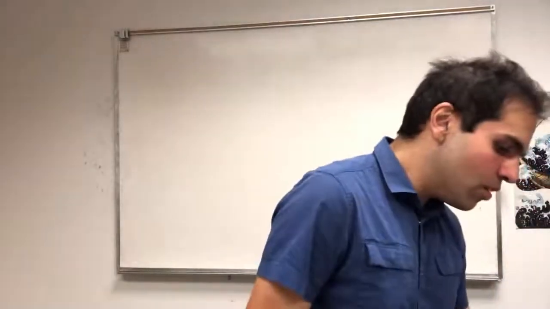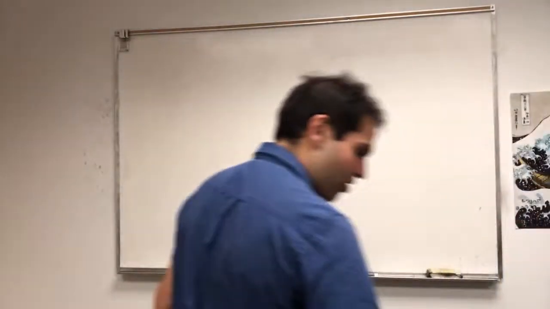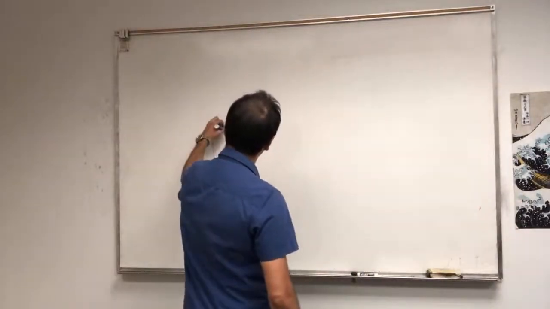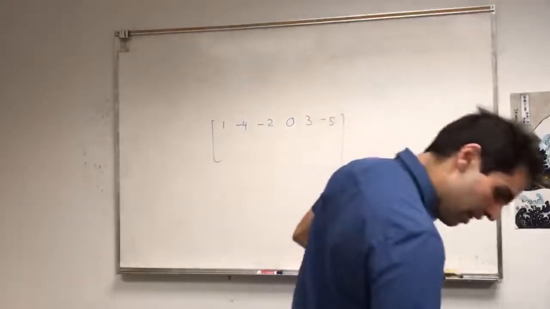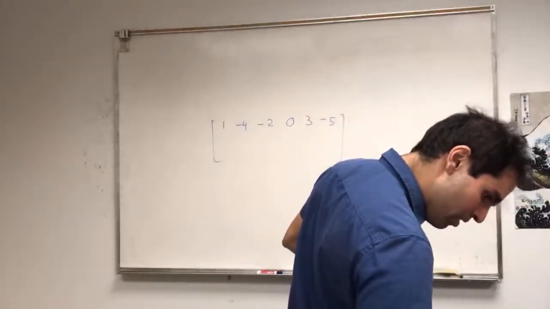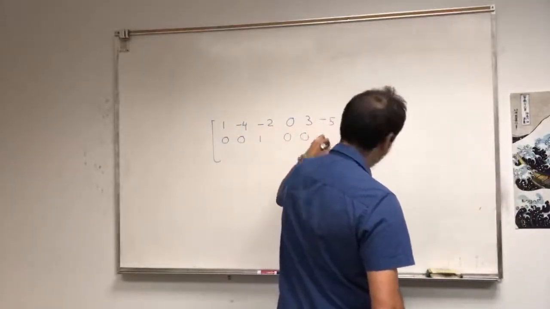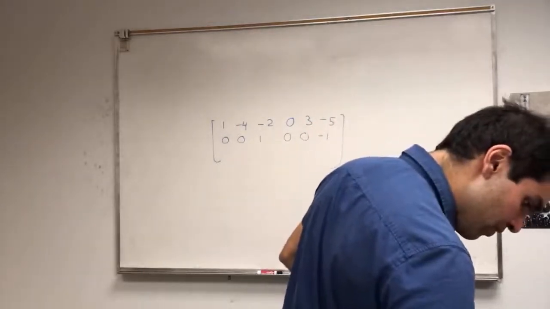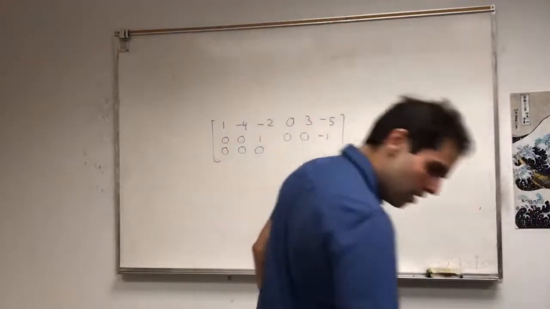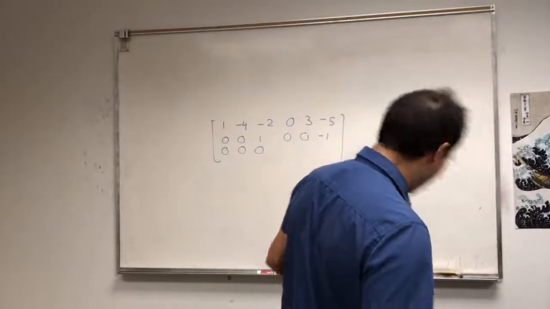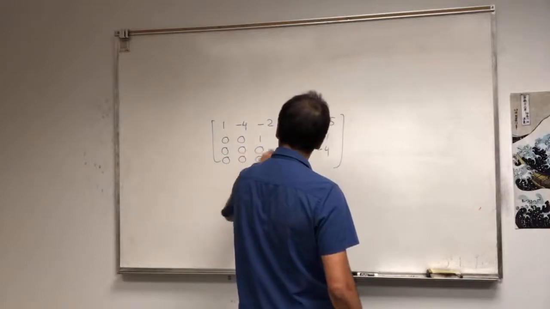Oh yes, okay. So the following is a matrix, not in reduced row echelon form, which is 1, minus 4, 3, minus 5, and then 0, 0, 1, 0, 0, minus 1, and then 0, 0, 0, 0, 1, 4, minus 4, 0, okay, 4 zeros, 1 minus 4, and lastly 0, 0, 0, 0, 0, 0.